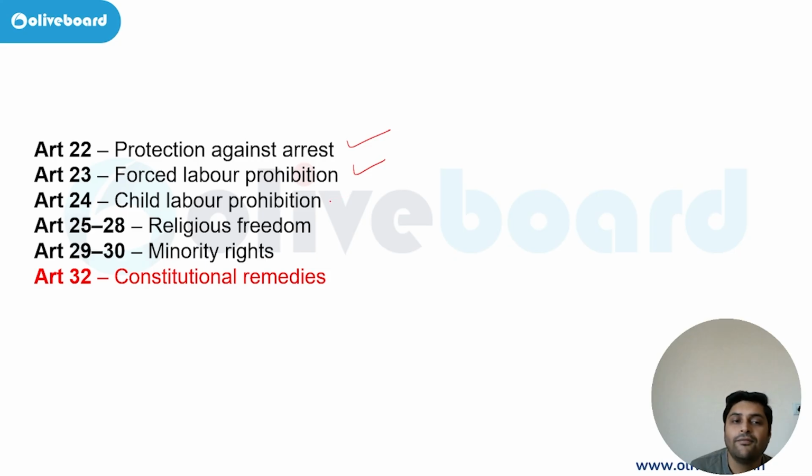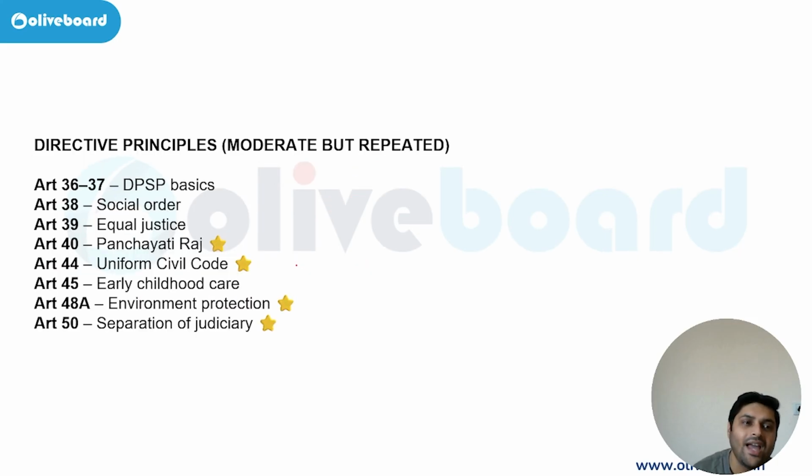Article 23, forced labor. 24, we have child labor. 25 to 28, freedom of religion. 29, 30, minority rights. 32 is constitutional remedies. This means nothing is more important than this. This is super duper important.